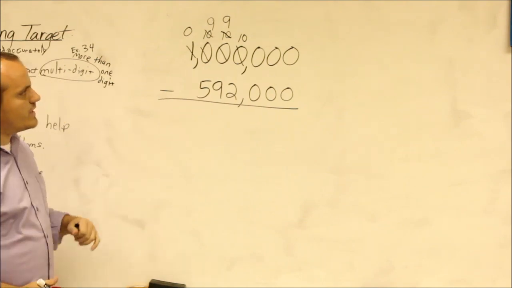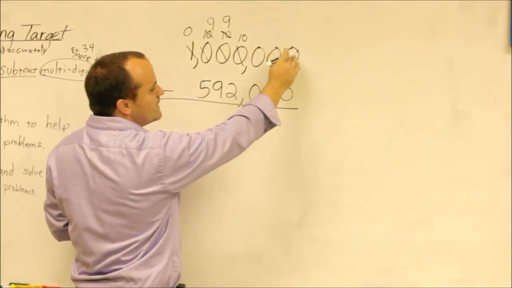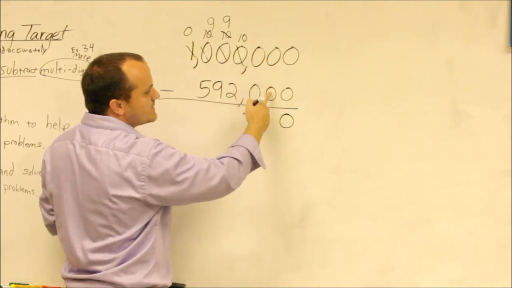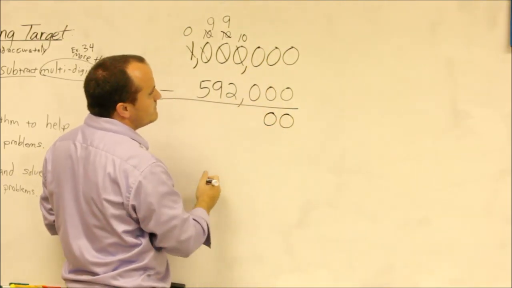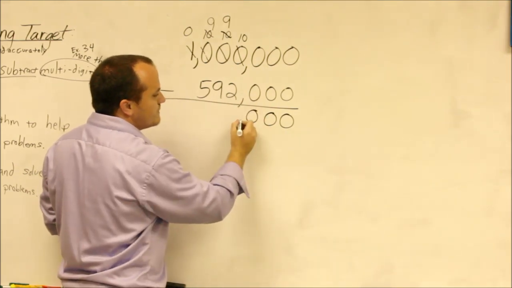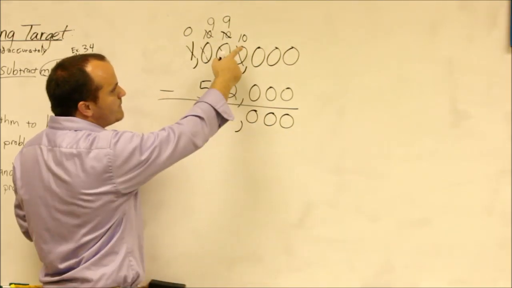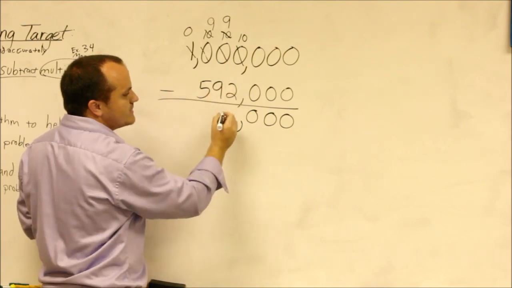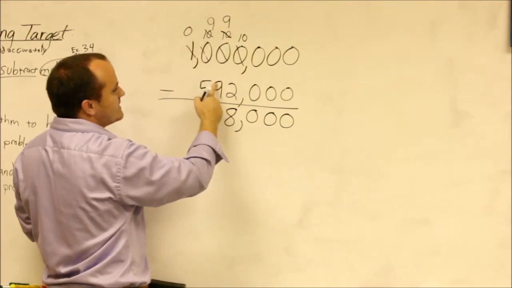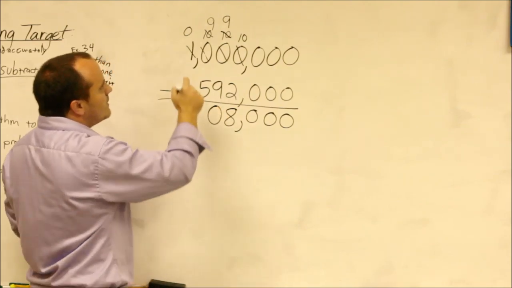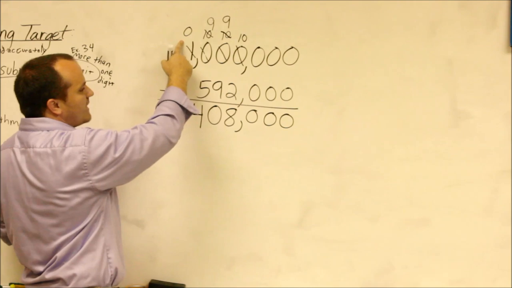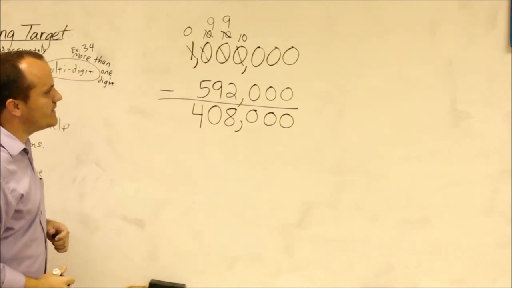Now I just go through and do my subtraction. My 1s place, 0 minus 0 is 0. My 10s place, 0 minus 0 is 0 again. My 100s place, 0 minus 0 is 0. Let me put my comma down. Now I'm in my 1,000s place, 10 minus 2. 10 minus 2 is 8. My 10,000s place, 9 minus 9 is 0. And my 100,000s place, 9 minus 5 is 4. And since I have a 0 there, I don't have to worry about bringing it down.